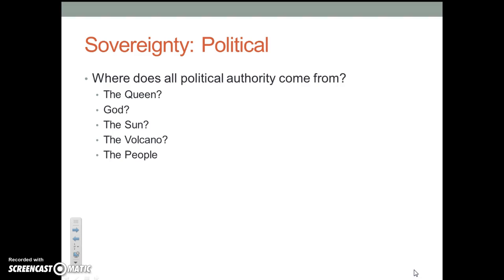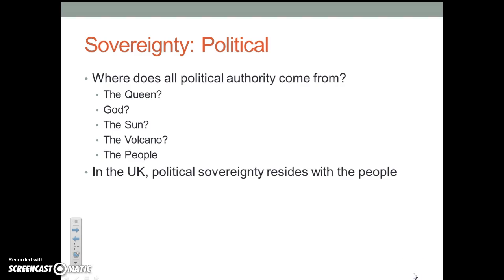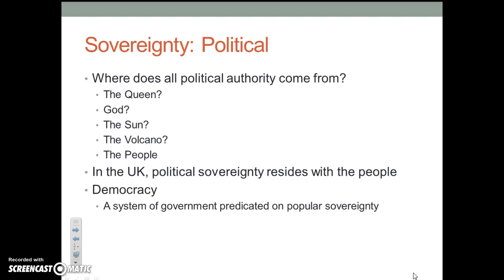And it doesn't matter whether you vote or not, you are still the political sovereign. All political power in the United Kingdom flows from the people to other institutions. And so we say that in the UK, political sovereignty resides with us. And that means we're a democracy, because a democracy is a system of government predicated, that means based, upon popular sovereignty. That is, the people, not God, not the sun, the moon and the stars, not the giant volcano. This is where all political power comes from.